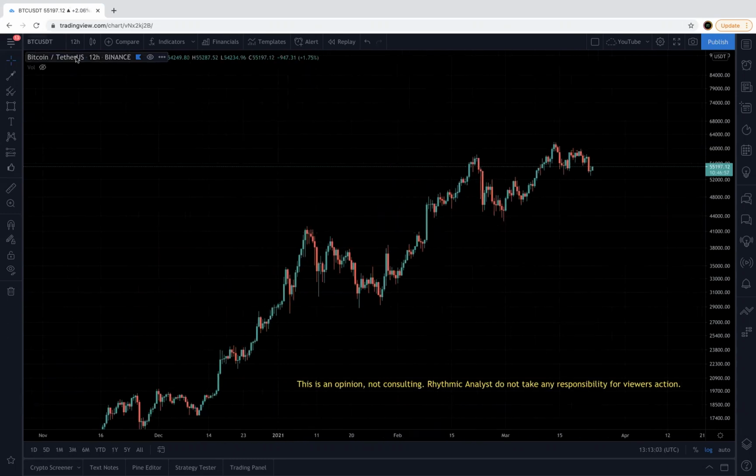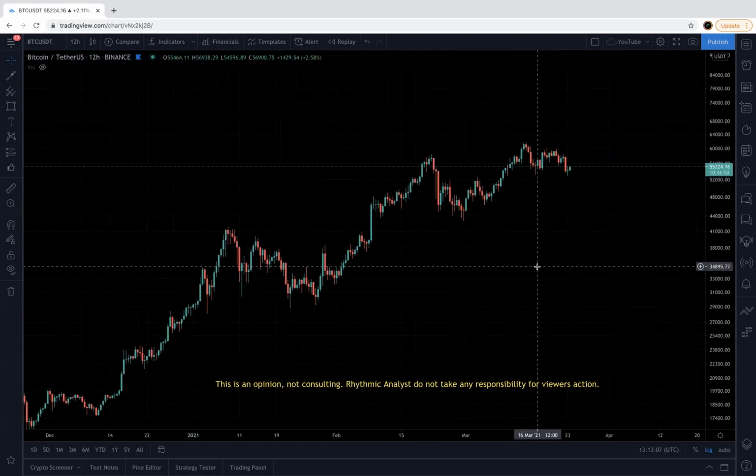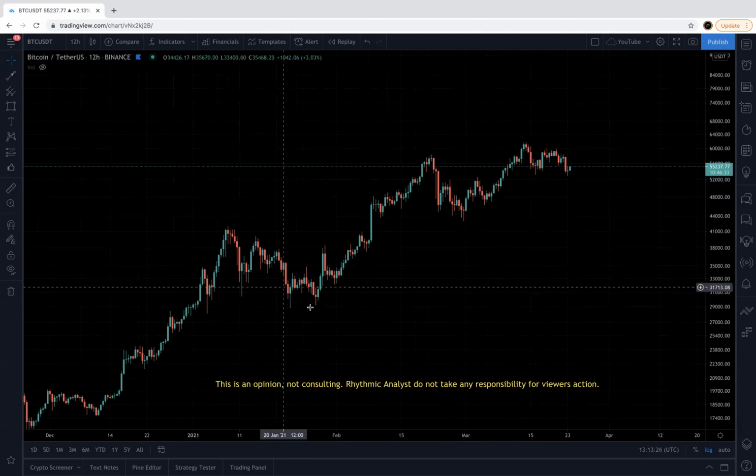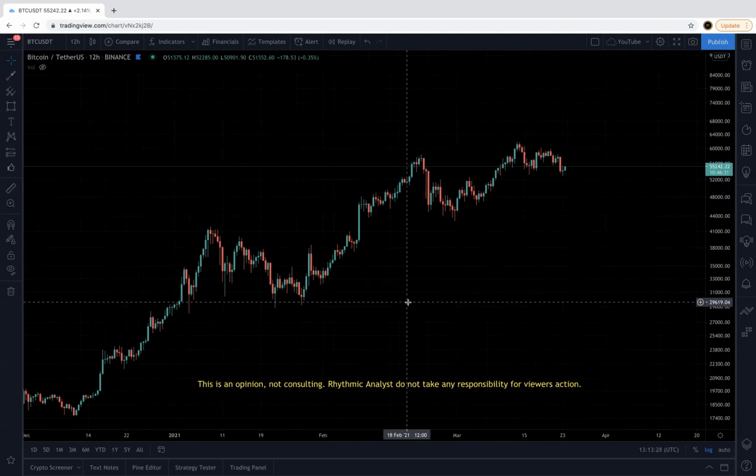Okay, this is Bitcoin at 12 hours scale. Different patterns are visible at different scales. I chose 12 hours for this one. I would highlight a few things, what all different things I'm seeing at this moment as far as pattern is concerned, as far as price action is concerned.